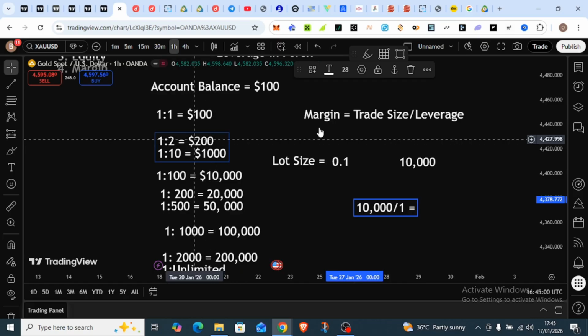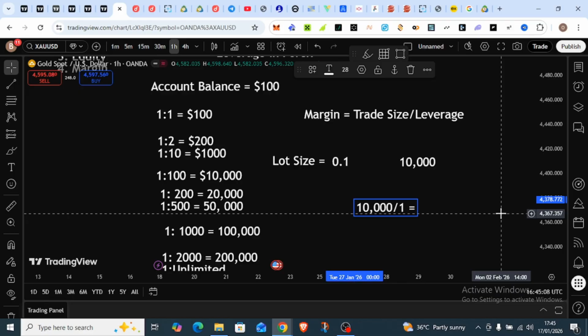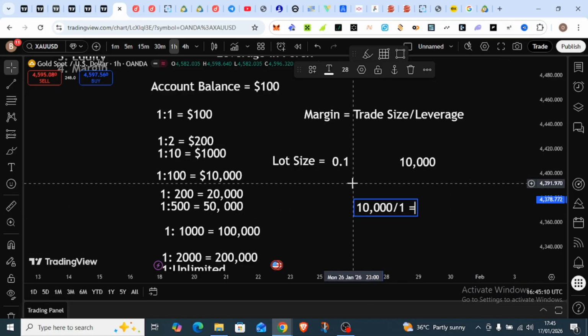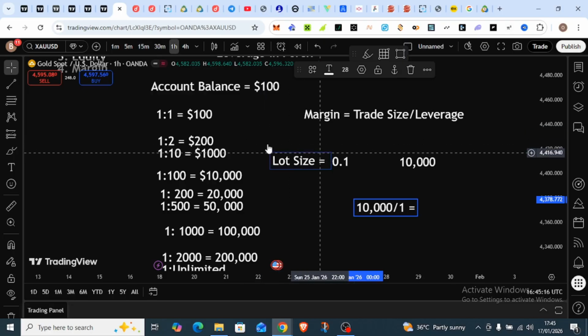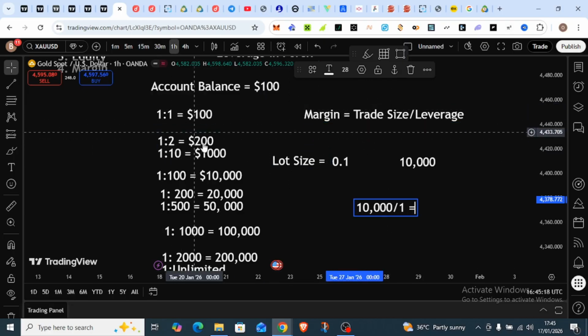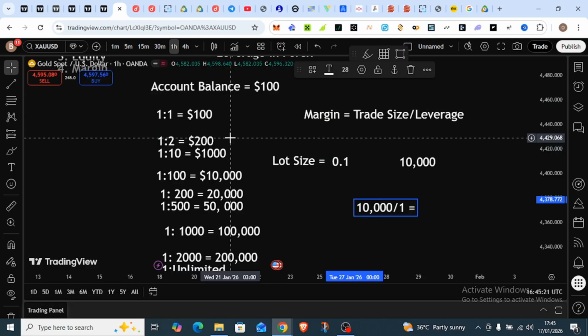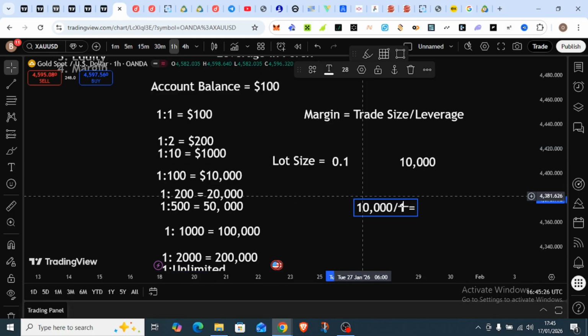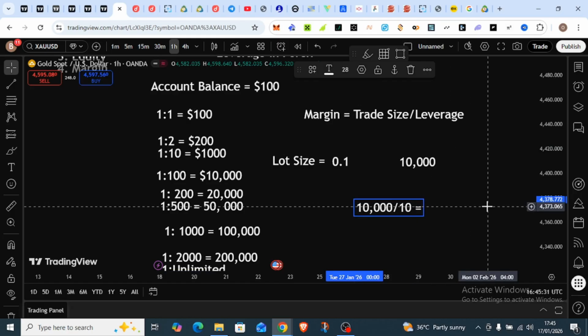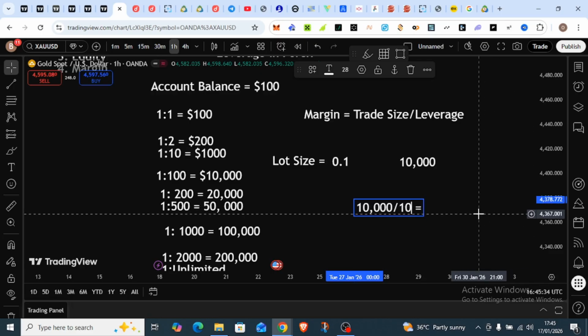For 1:2, we have our leverage as 2. So if you divide 10,000 by 2, we see that you still need $5,000 as margin to be able to place the trade. So using a leverage of 1:2, you cannot place the trade. Let's come to 10. If you divide 10,000 by 10, we see that you have 1,000.